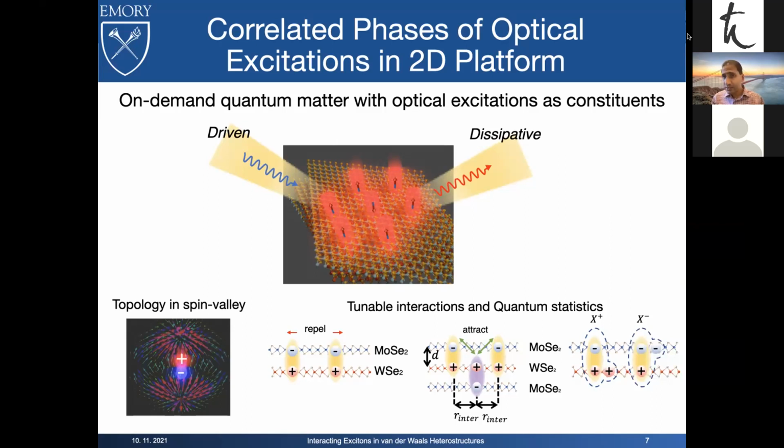And so the first thing you want to do in this setting is to have interactions which are tunable. As I'll show later, you can have both repulsive and attractive interactions with this material in the optical excitation. So that's nice. You can switch the sign of the interaction. You can also tune the quantum statistics, so you can have fermions or bosons and charged excitons, which can give even richer phase types.